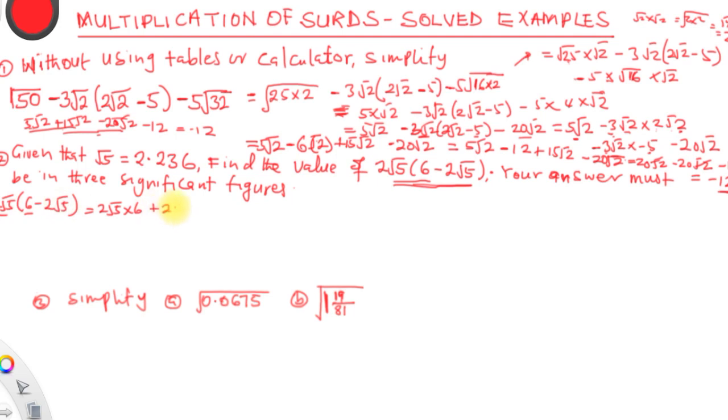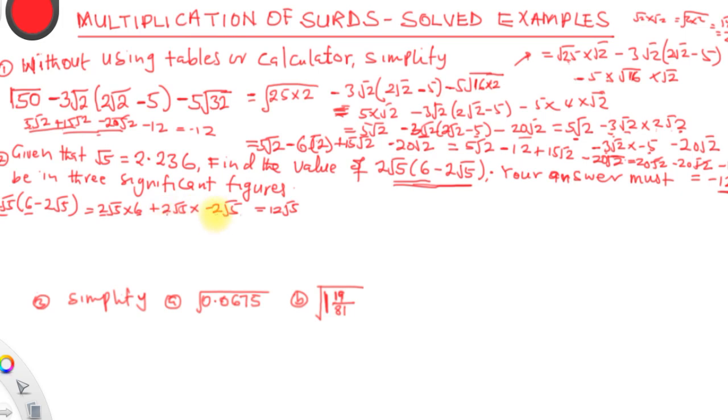2 root 5. Then multiply negative 2 root 5 times what? Root 5. So this is equal to 2 root 5 times 6. This 2 root 5 means 2 times root 5, then times 6. 2 times 6 is 12, so you get 12 root 5. And then we have positive 2 root 5 times negative 2 root 5.